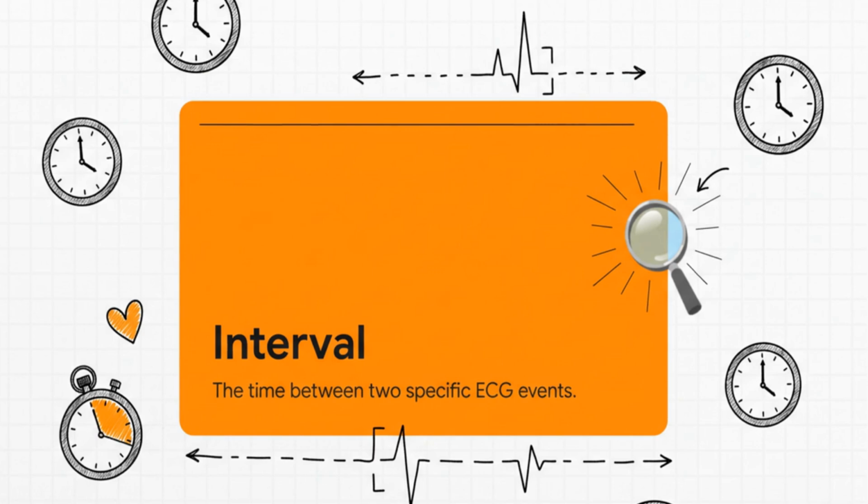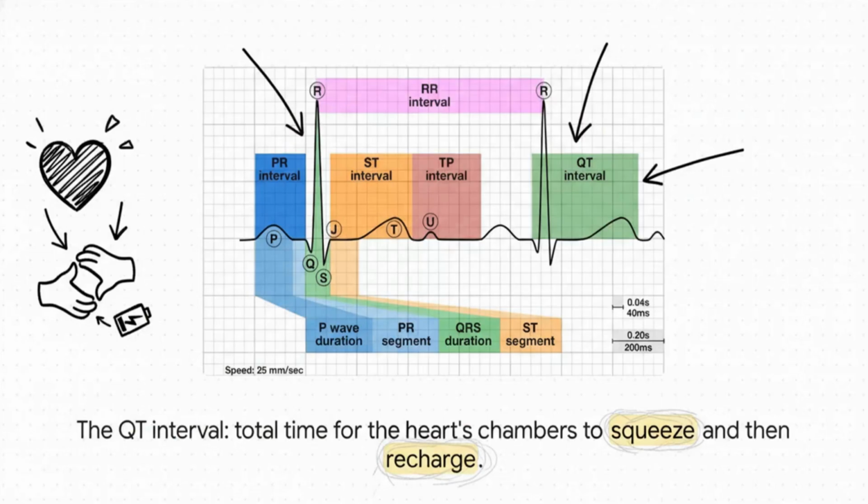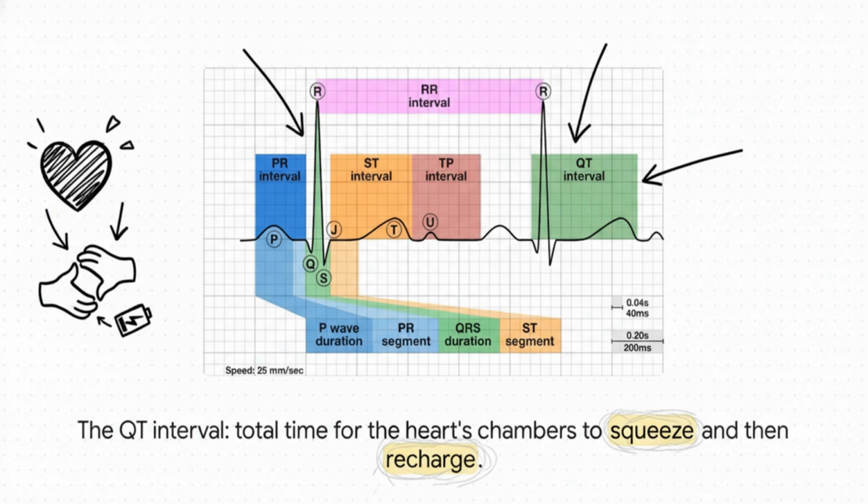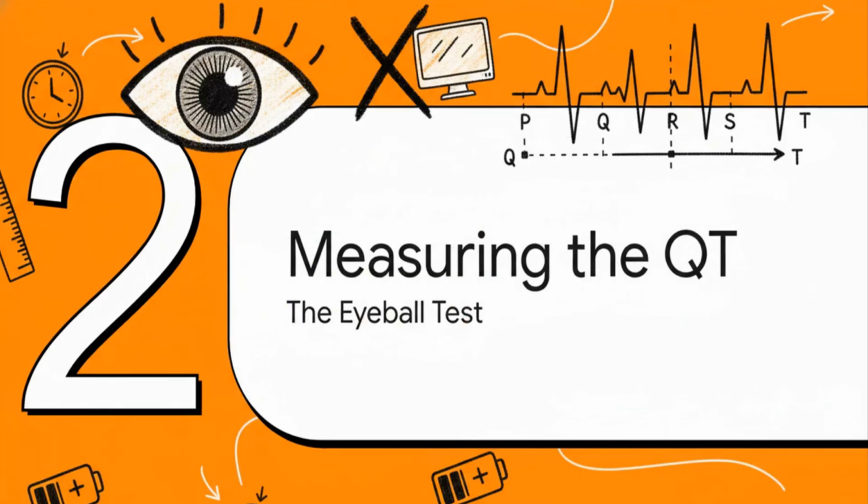We are measuring time. And all of that brings us right here to the star of our show, the QT interval, highlighted for you in green. So what is it? In the simplest terms, it measures the total time for the heart's main pumping chambers to squeeze blood out and then fully recharge for the very next beat. Squeeze and recharge. That's the entire cycle it represents. Okay, so how do we know if that squeeze and recharge time is taking too long? Well, you don't need a fancy computer. You don't even need a ruler. All you need are your eyes and a brilliantly simple little trick.